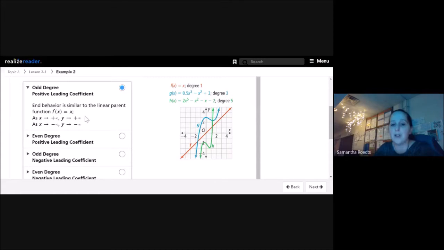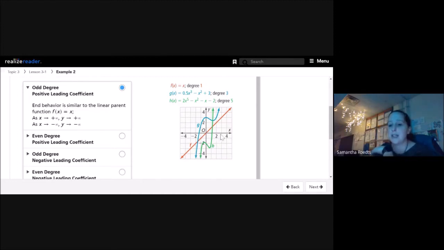So that's for an odd degree. So like cubed is an odd degree, and it has a positive leading coefficient, okay? Starts down here. So as x approaches positive infinity, it's going up. So as I go this way, it goes up. As I go towards negative infinity, as x approaches negative infinity, so as I'm going this way along the graph, you can see that x is going down. Okay, so that's going towards negative infinity.